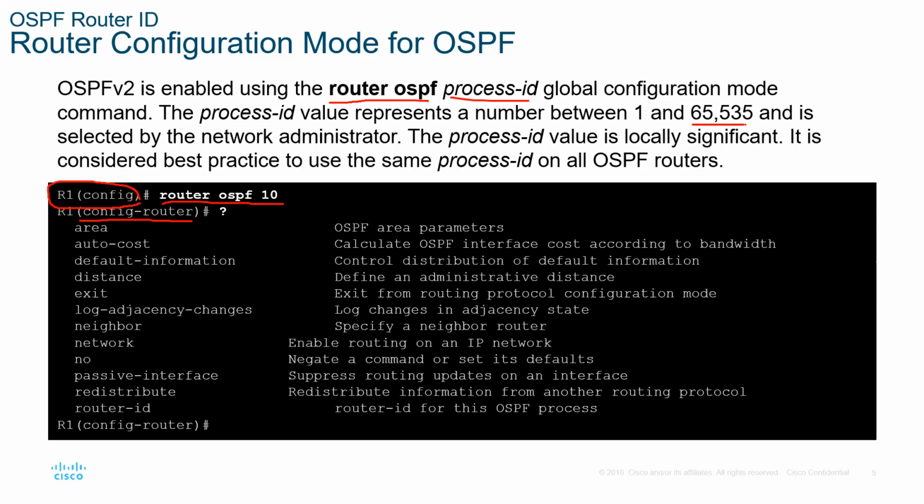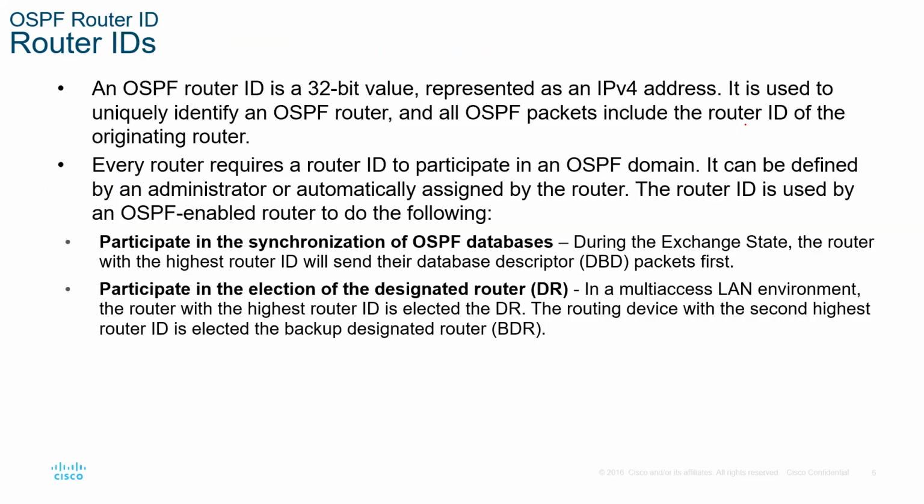If you use any process ID that is out of this particular range, then you will have issues. All right. The process ID value is locally significant, and it is considered best practice to use the same process ID in all your OSPF routers. So when you have 3 routers or 4 routers or whatever routers that you have, it is best practice to use the same process ID.